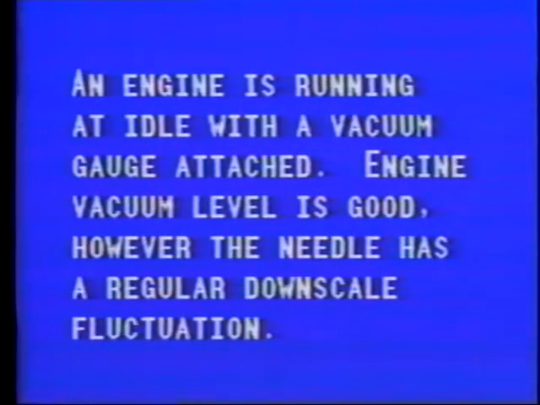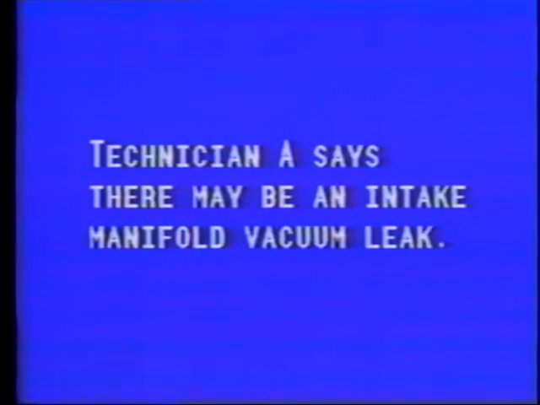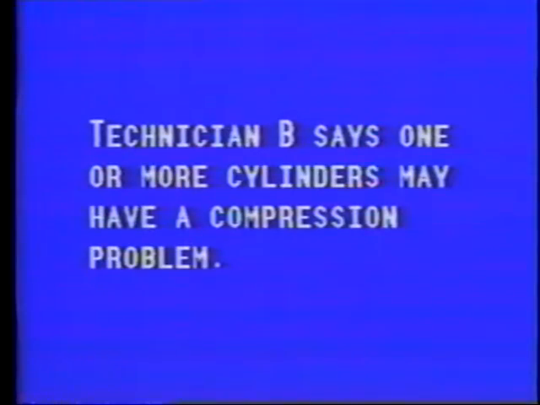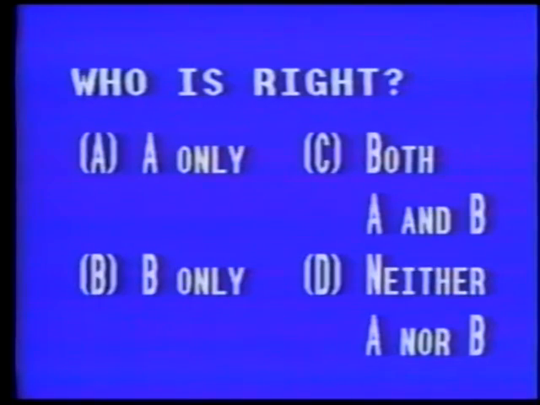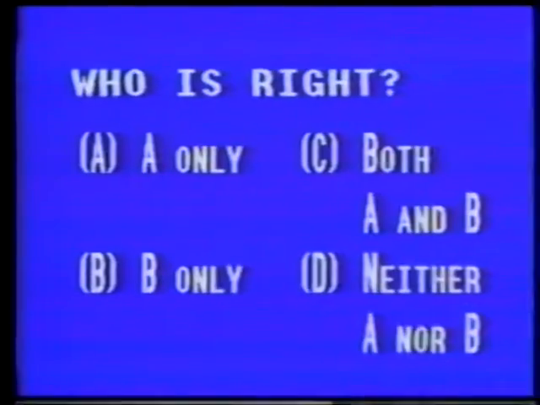An engine is running at idle with a vacuum gauge attached. Engine vacuum level is good. However, the needle has a regular downscale fluctuation. Technician A says there may be an intake manifold vacuum leak. Technician B says one or more cylinders may have a compression problem. Who's right? A, A only. B, B only. C, both A and B. D, neither A nor B.